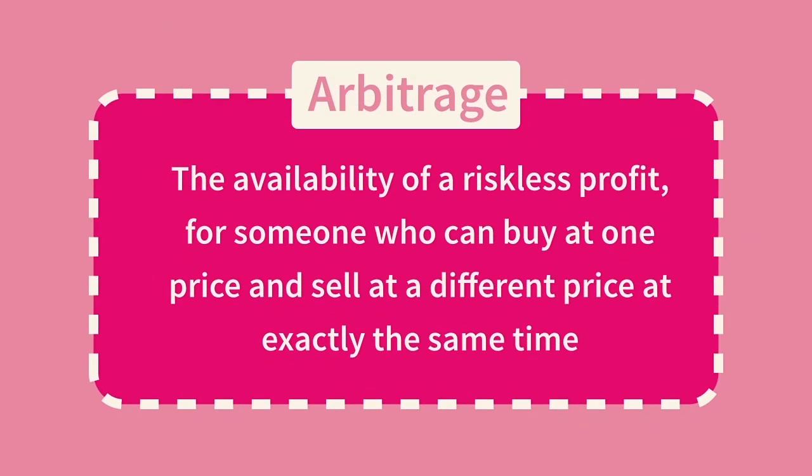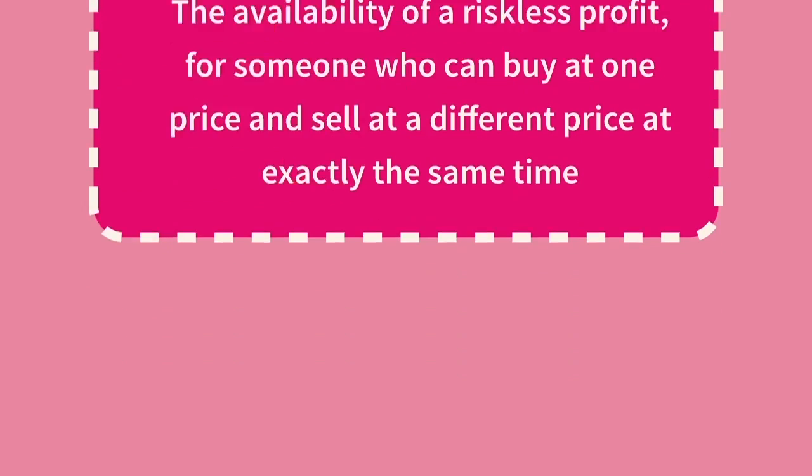Arbitrage is a term used to describe the availability of a riskless profit for someone who can buy at one price and sell at a different price at exactly the same time. If a market is functioning correctly, has low costs, and allows for the free flow of information, one asset cannot be valued at more than one price. This is called the law of one price.